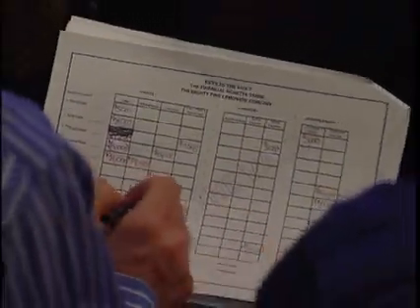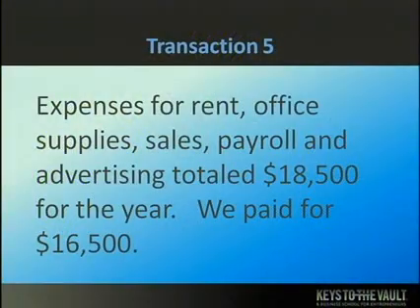Whew. Transaction number 5. Y'all are doing great. Here we go. Expenses for rent, office supplies, sales, payroll, advertising totaled $18,500 for the year. We paid cash for $16,500. So how much cash did we use?